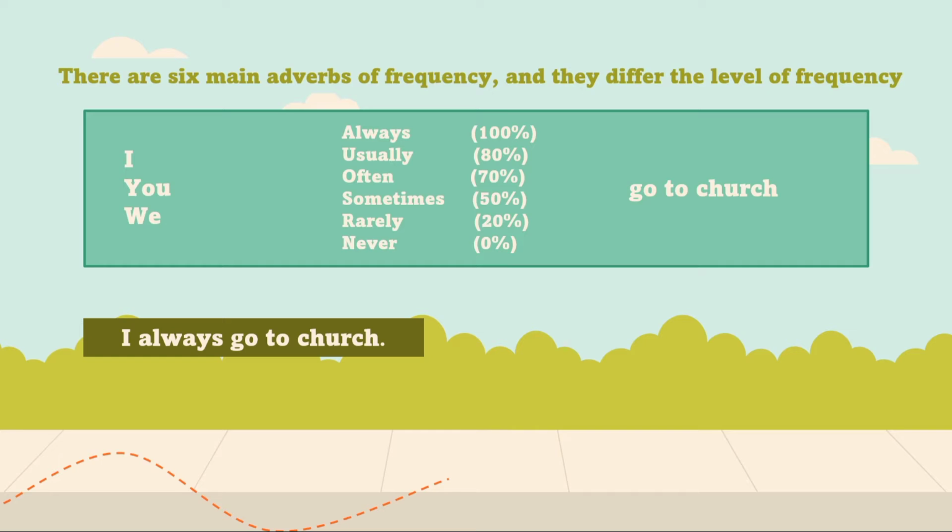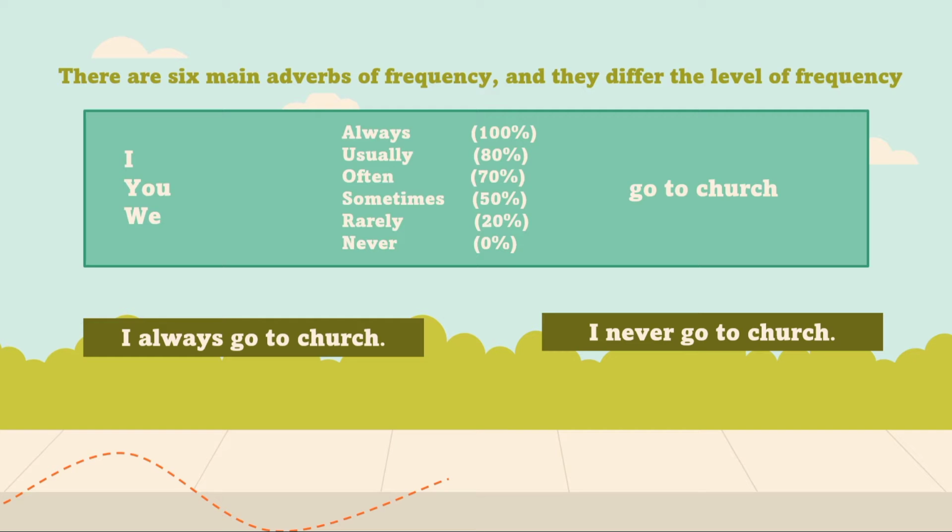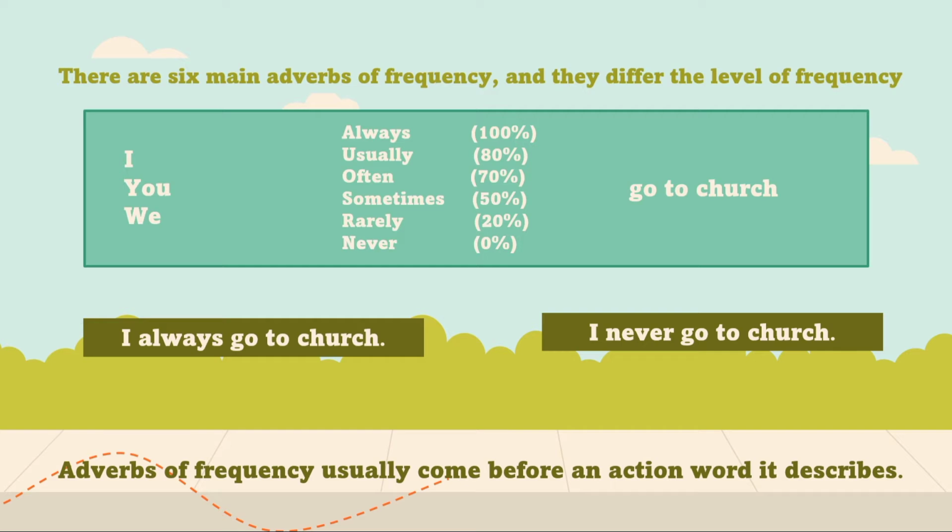So you're doing that thing 50%. Okay? How about rarely? That is 20%. And never? Of course, it's 0%. So when you say, I never go to church, meaning even once you didn't go to church. Adverbs of frequency usually come before the action word they describe. Just like our example, I always go to church. So the adverb of frequency used is always.